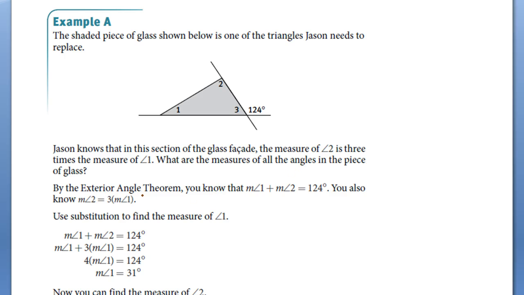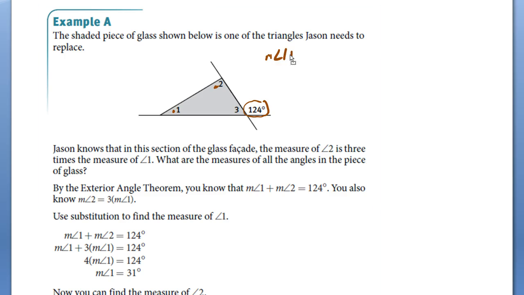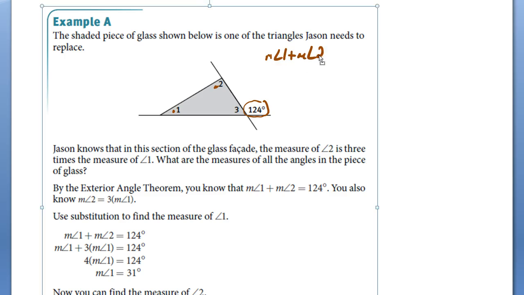By the exterior angle theorem, we know that if we add angle 1 and angle 2 together, it will equal the exterior angle. And so we can start by saying the measure of angle 1 plus the measure of angle 2 is equal to 124 degrees.